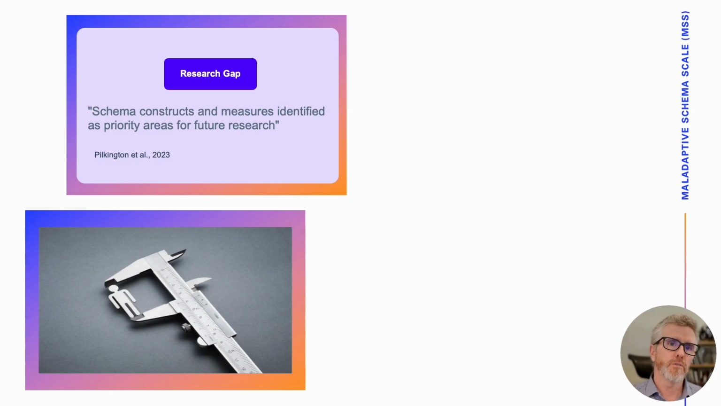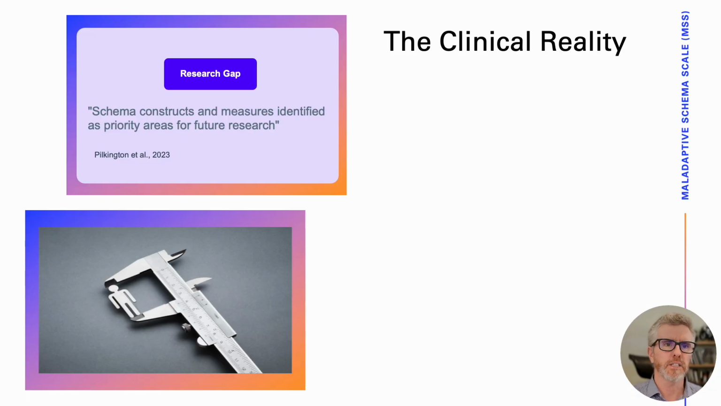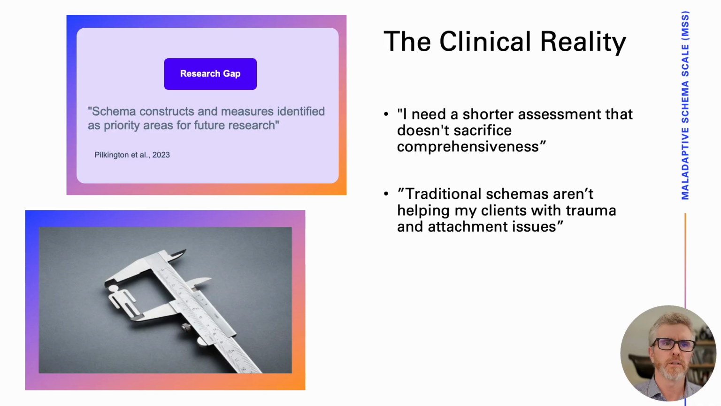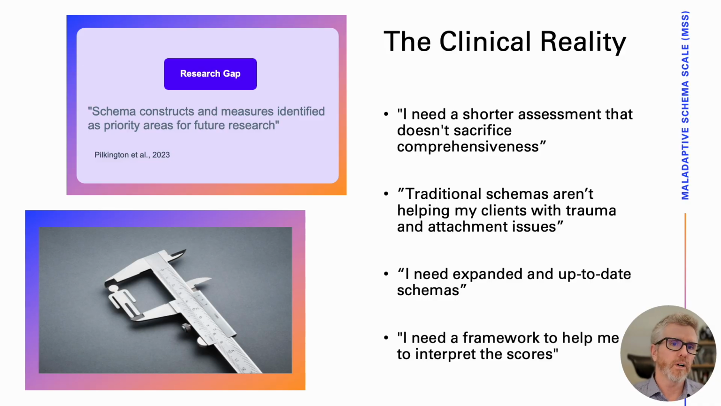So a consensus review by Pilkington in 2023 identified schema constructs and measures as a top priority for future research. We were hearing the same thing from our users. We were hearing feedback from clinicians such as, I really need a shorter assessment that doesn't sacrifice depth. Traditional schemas aren't helping my clients with trauma and attachment issues. I need expanded and up-to-date schemas. Or I need a framework to help me interpret the scores. These are real everyday frustrations, and they're exactly what motivated us to develop the MSS.